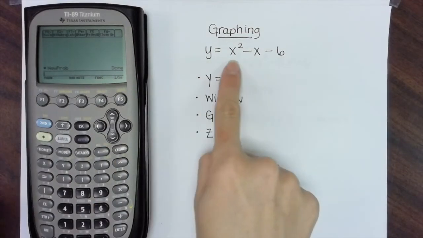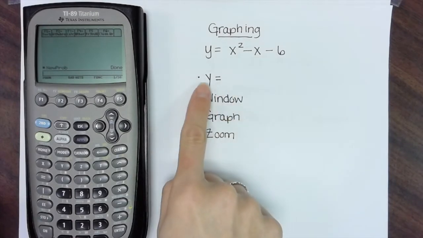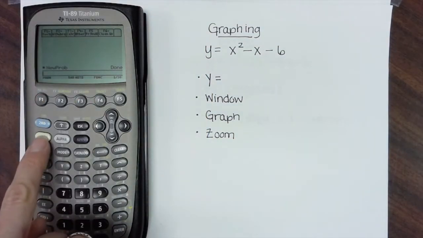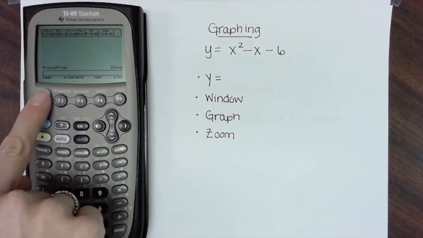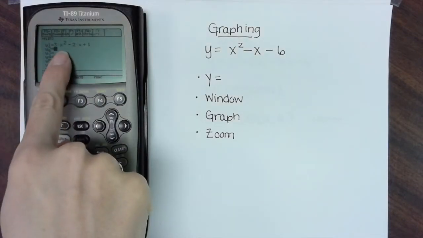So I'm going to graph this function, this parabola, x squared minus x minus 6. And in order to do that, I need to go into the equation editor, which is the y equals. It's in green above F1. So if you hit the green diamond and then F1, it'll bring you to a place where you can type a function. I happen to have one in here already.